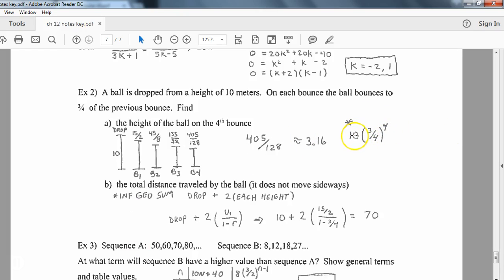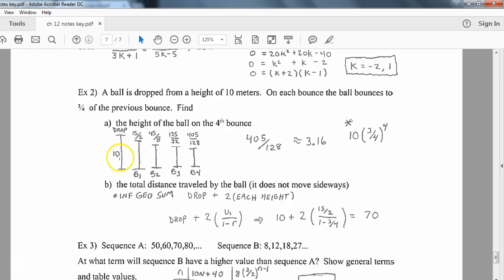So here's the first term, which was the 10, right? That was the drop, was the 10. My common ratio was 3/4. And then right here I have n minus 1, which is 5 minus 1. And the reason it's 5 and not 4 is because the common mistake is to put 4. But I got to see that yes, it's the fourth bounce, but the fourth bounce was the fifth term in the sequence. So I get the 5 minus 1 right here.